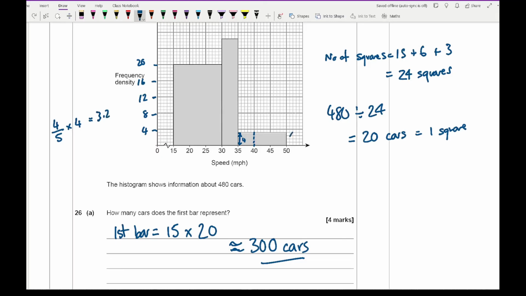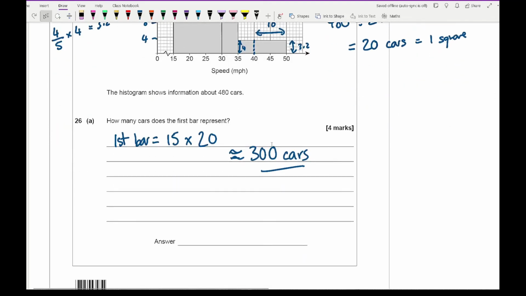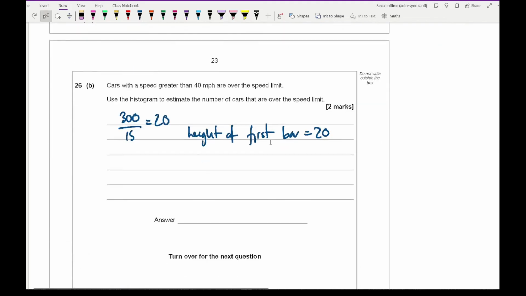So the height of this is 3.2. The width is 10. So then to work out how many cars are over 40 miles per hour, it's going to be 10 times 3.2, which gives me an answer of 32.